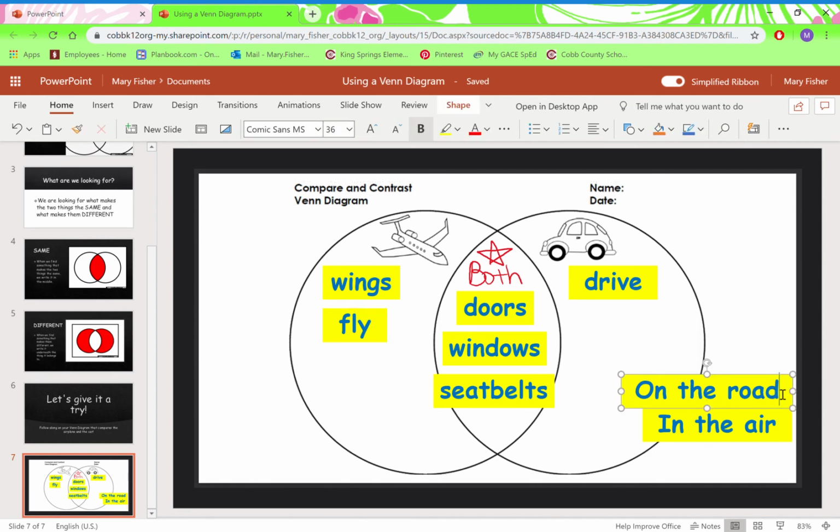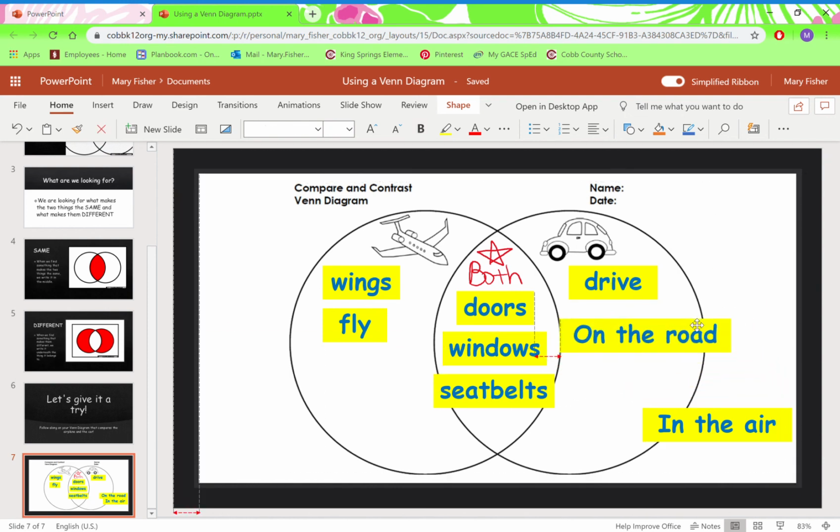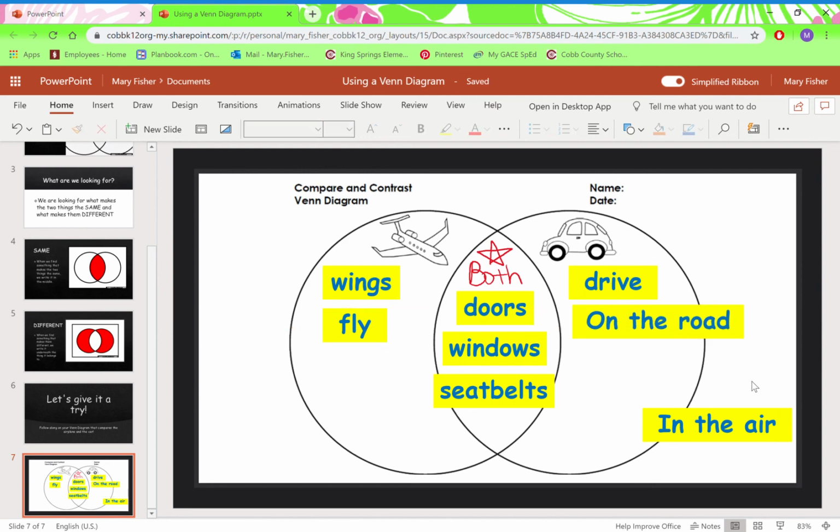All right, the last two. This one says on the road. Well, have I ever seen an airplane on the road? No. Have I seen a car on the road? Yes. So on the road is going to go underneath the car. The last one says in the air. Have I seen a car in the air before? Ooh, I hope not. Have I seen an airplane in the air? All the time. So in the air goes underneath the airplane.